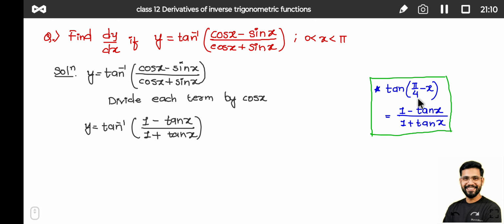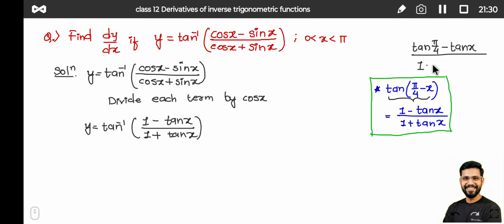Okay, now we'll use this formula. We know that tan a minus b is tan a minus tan b upon 1 plus tan a tan b. Okay, so you remember this formula only, tan pi by 4 minus x, which is the same as tan pi by 4 minus tan x divided by 1 plus tan pi by 4 into tan x. Okay, but the value of tan pi by 4 is 1, so it ultimately gives you the answer 1 minus tan x upon 1 plus tan x.